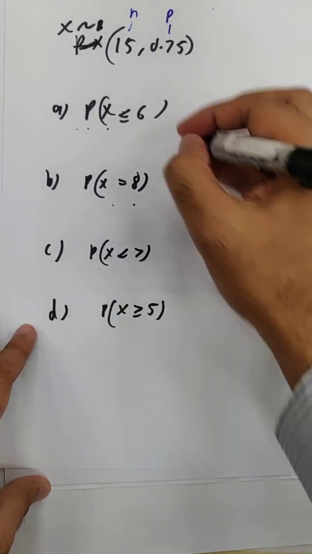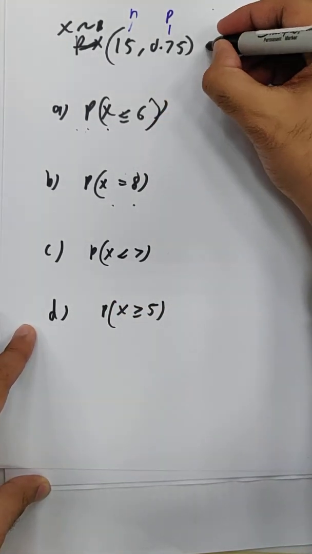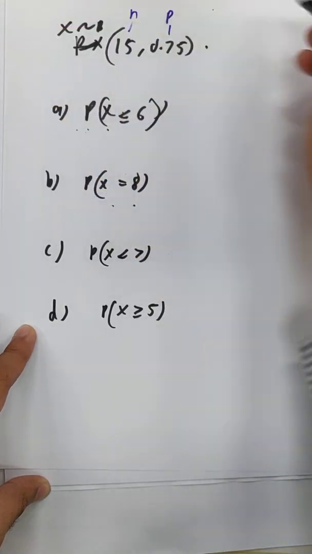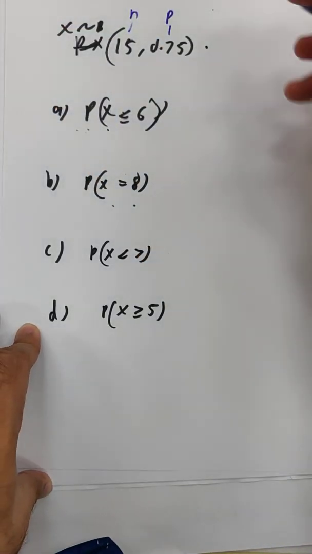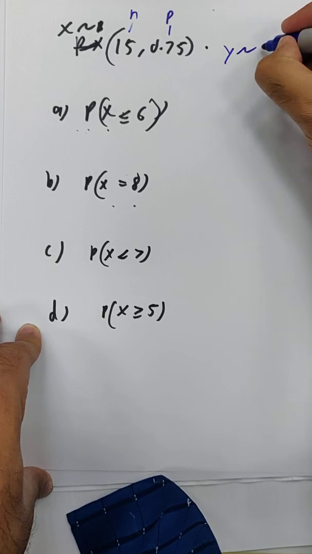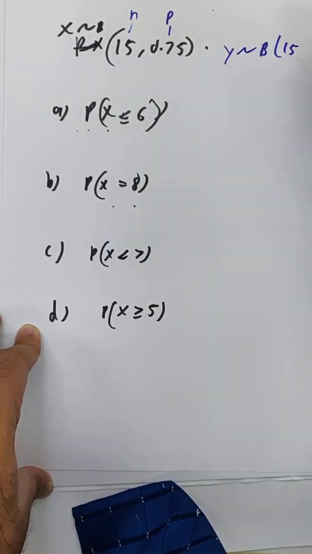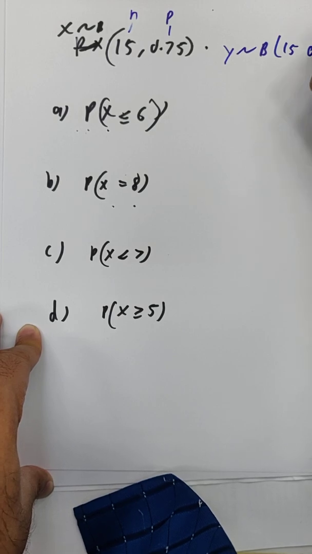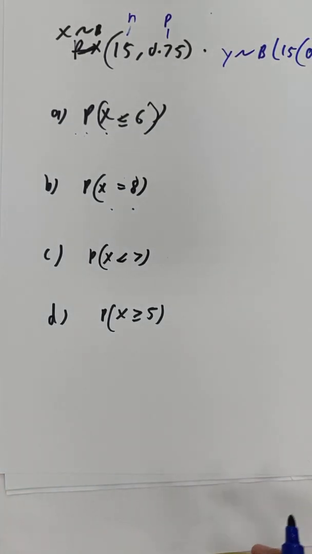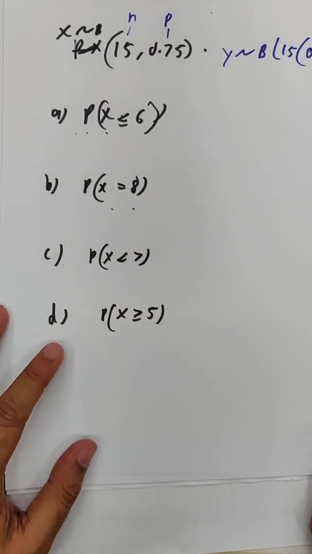Okay, before we calculate them further, may I ask you, if this is X, so what is Y? The Y is binomial, this one is still 15, 0.25. Okay, remember you need to find first the n minus x, and I think that's the hardest part.